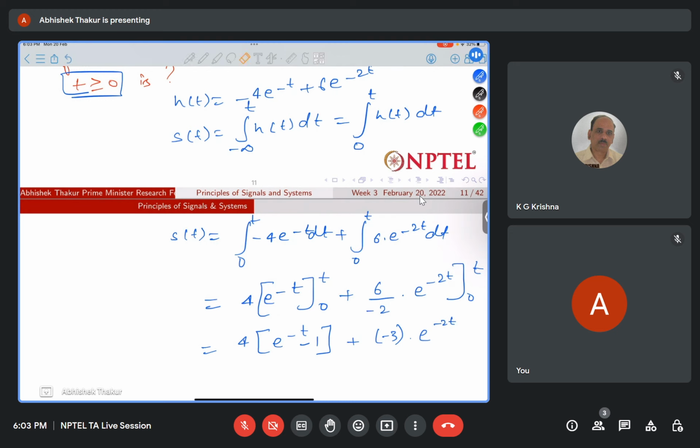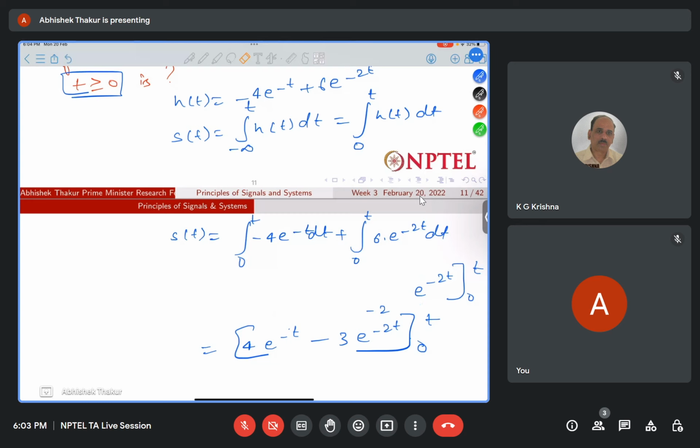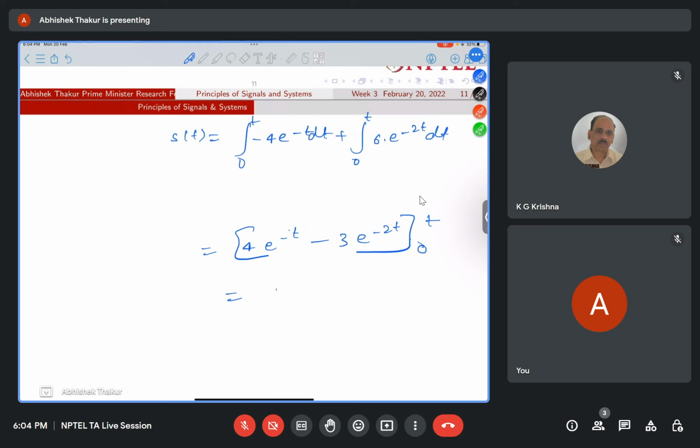So this whole term we have to take. This is our integration: 4 e to the power minus t minus 3 e to the power minus 2t. This whole we have to take from 0 to t. So now the answer will be 4 e to the power minus t minus 3 e to the power minus 2t minus, when you put t as 0, that will be 1. So this is the final answer.